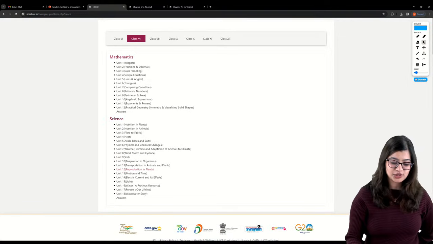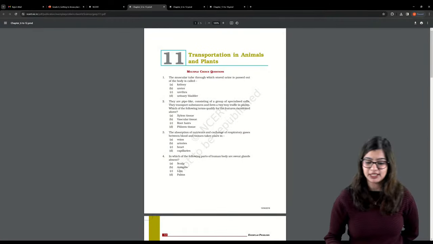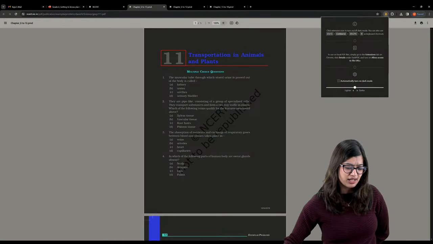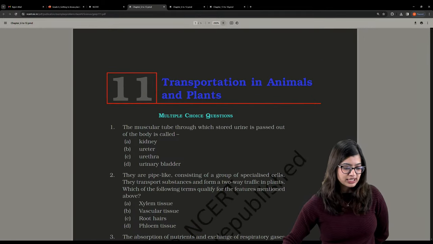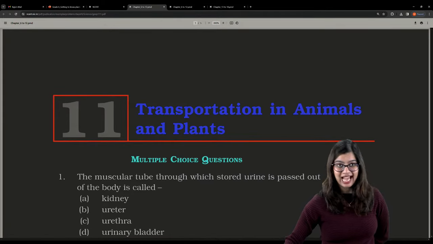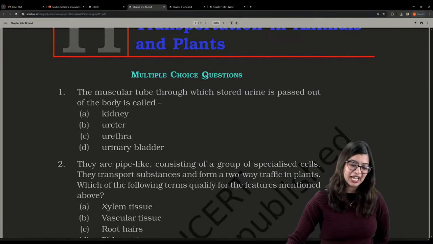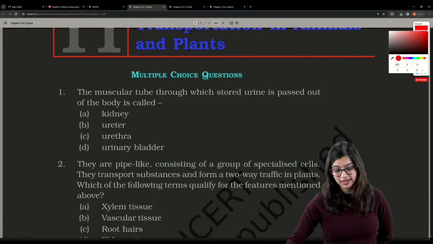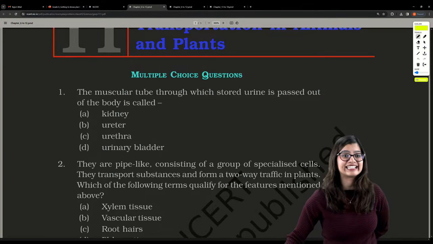Now we will move on to one of our favorite chapters, which is transportation in plants and animals. Right? Now, this chapter right here sometimes can scare us a little bit. Sometimes we feel, "Arre ma'am, this is the easiest chapter ever." So I am sure that all of you have mixed feelings about this chapter. But how many of you are excited?